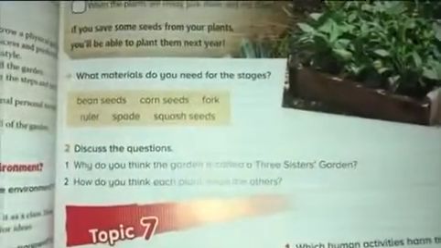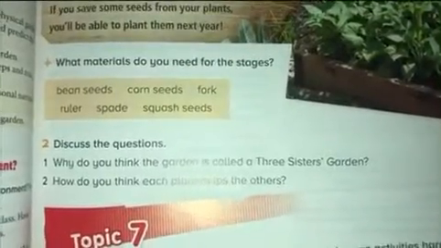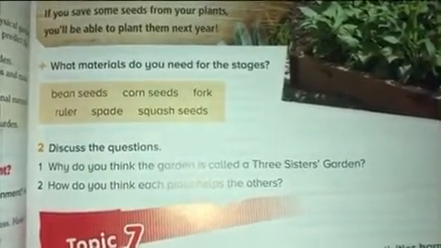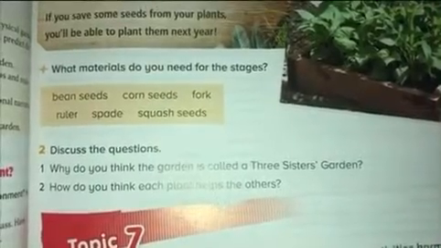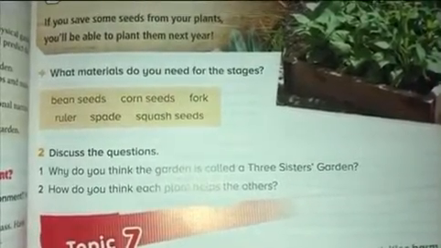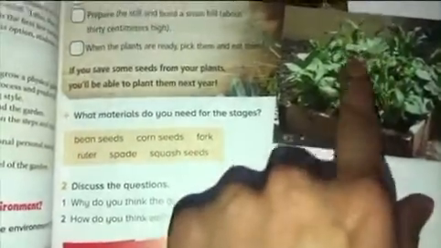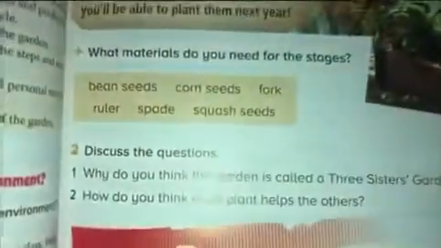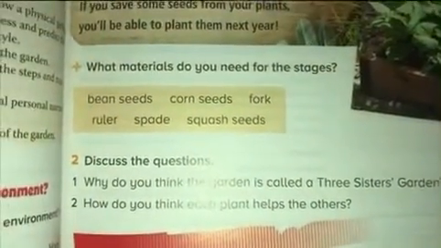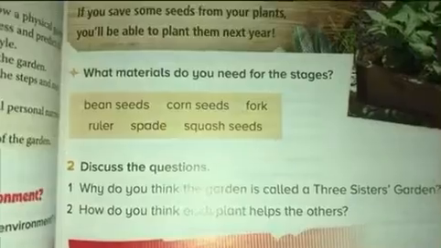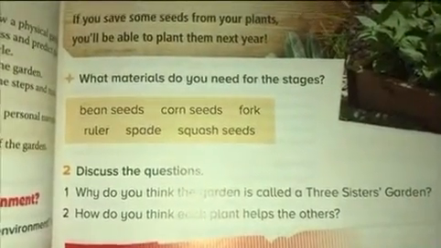Okay, now we are going to move to some vocabulary. Let's read the instructions together. What materials do you need for the stages? What do we need to make a garden? We need bean seeds, corn seeds, fork, ruler, spade, and squash seeds. Now, we are going to answer the questions right here.